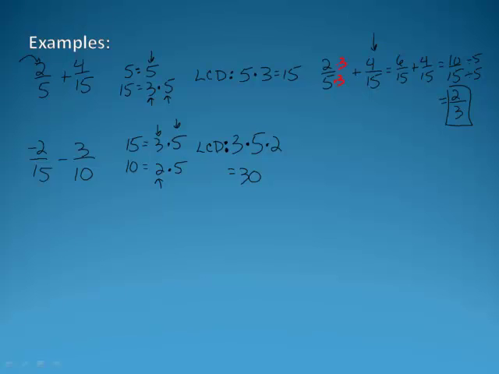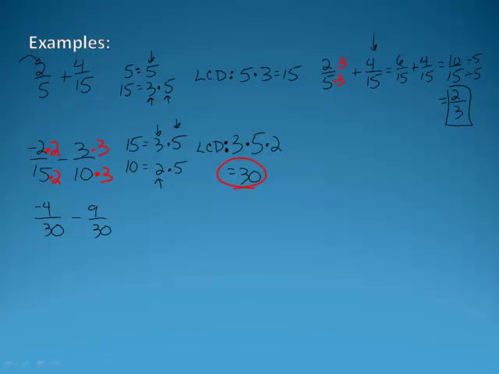So coming back to the original problem, we need to force each of these denominators to be 30. 15 times what gives you 30? Well, 15 times 2. So we're going to have to multiply the first fraction top and bottom by 2. Okay, then the second fraction we need to force to be a 30 as well. 10 times what is 30? Well, the answer is 3. 10 times 3 is 30. Multiply top and bottom by 3. Now you've got negative 2 times 2 is negative 4 over 30, minus 3 times 3 is 9 over 30.